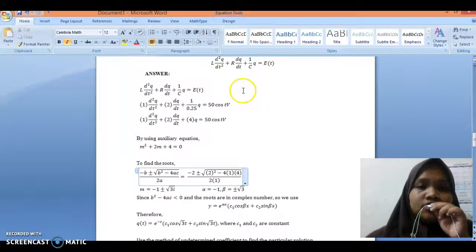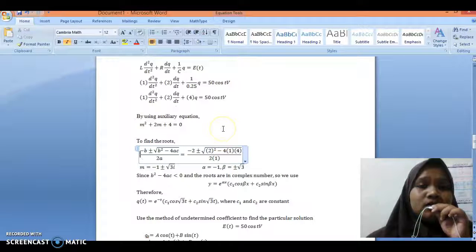First of all, we use the equation given, then we put in all the information given such as L equal to 1, R equal to 2, C equal to 0.25. Then we get 1, 2, and this one is 4 because 1 over 0.25 is equal to 4. Then we use the auxiliary equation: m squared plus 2m plus 4 equal to 0.